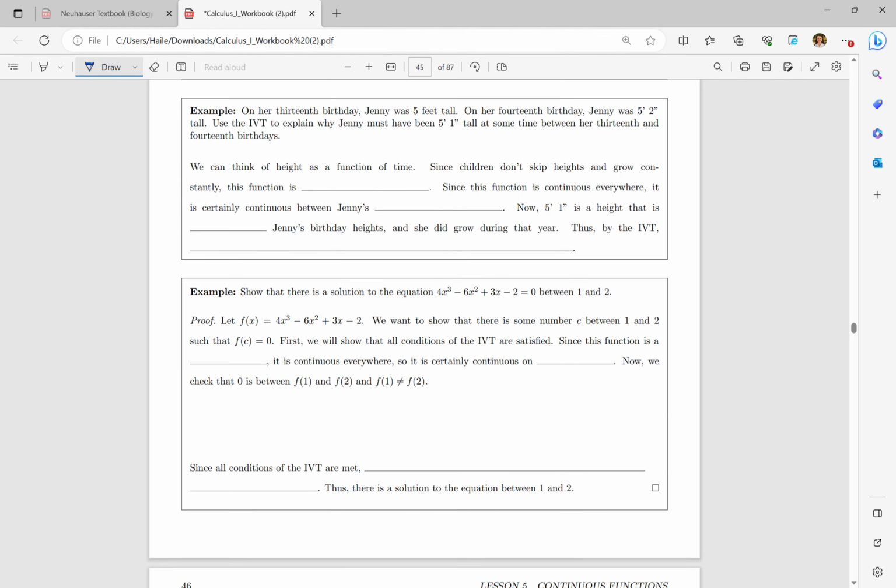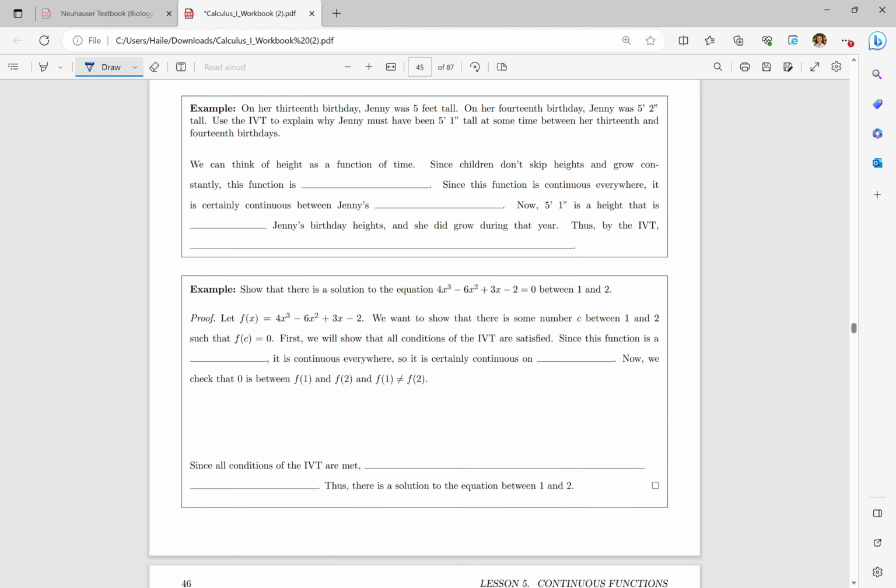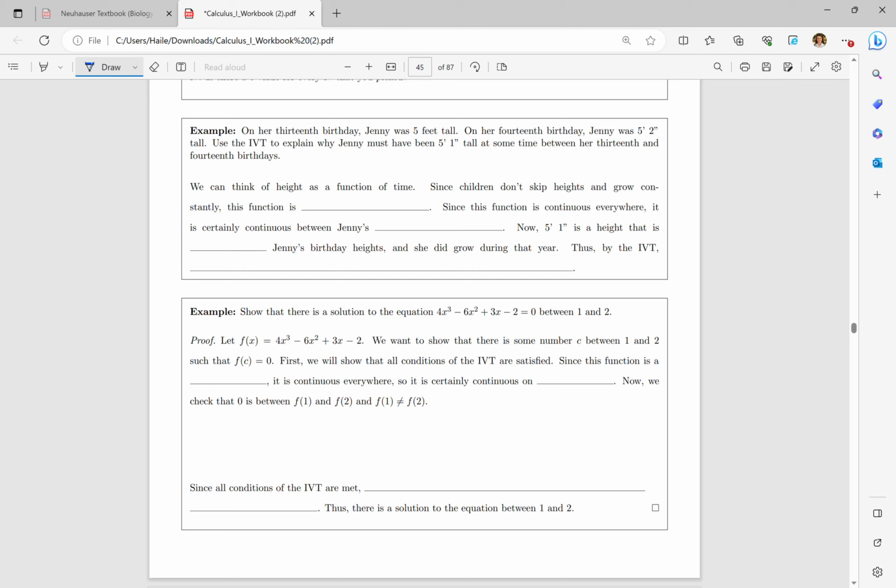Okay, so example. This is going to be a real-world application of the IVT so you can further see that, even though we have this theorem with a big scary name, it's really kind of a common sense idea. On her 13th birthday, Jenny was 5 feet tall. On her 14th birthday, Jenny was 5 feet 2 inches tall. Use the IVT to explain why Jenny must have been 5 feet 1 inch tall at some time between her 13th and 14th birthdays. Okay, so we can think of height as a function of time.